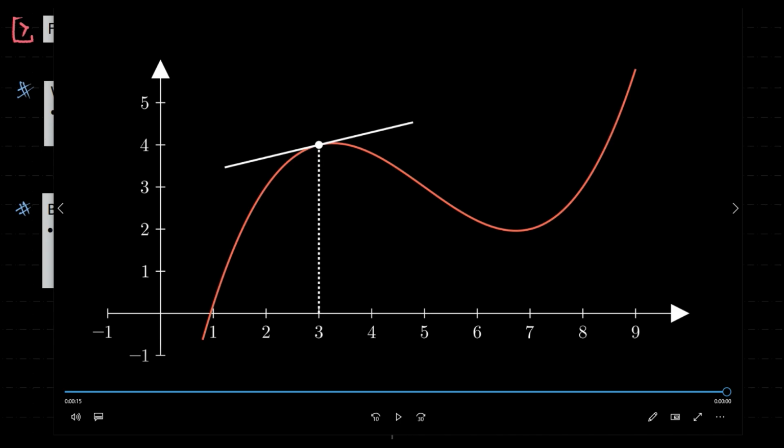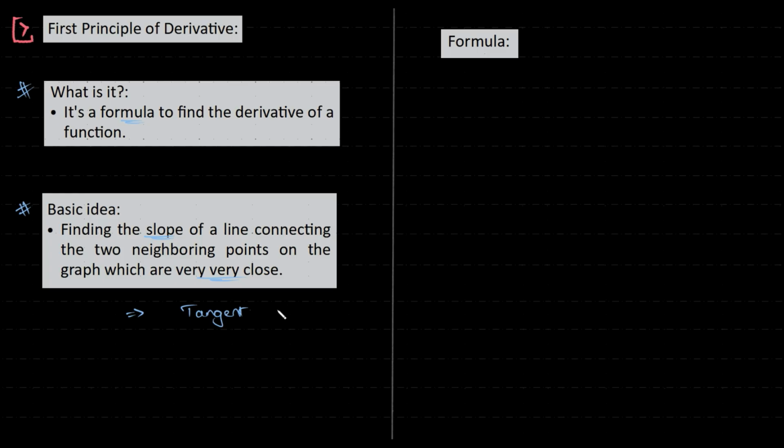Which concept talks about this? Reducing the gap between two things. Limits. So basically, we are finding the slope of a line with the help of limits. We're finding the tangent at a point using the idea of slope and limits. Okay, so I'll show the formula.